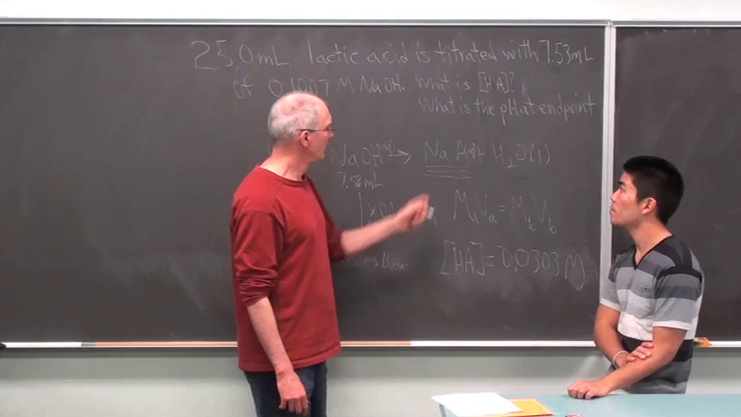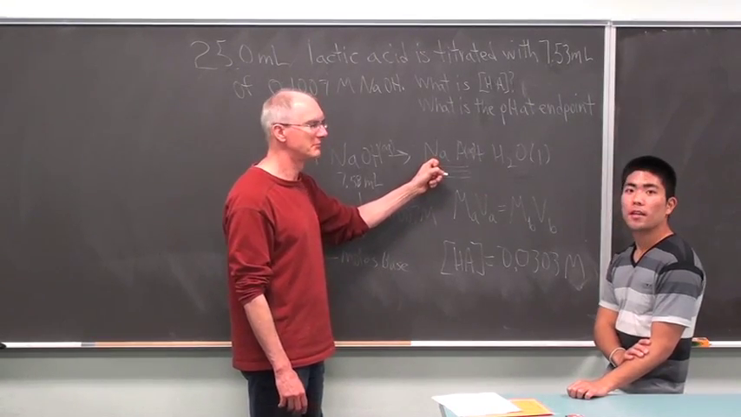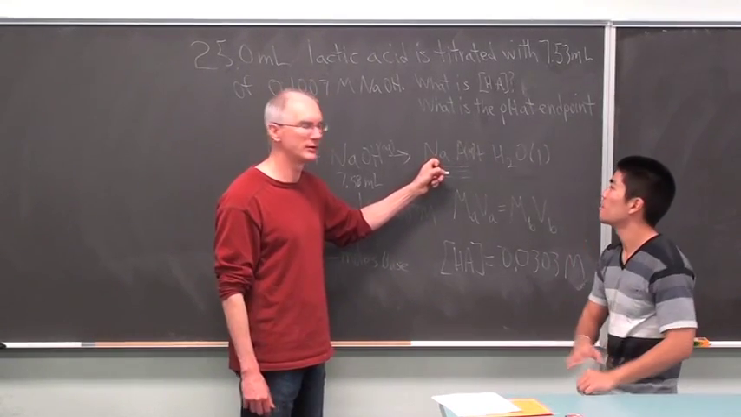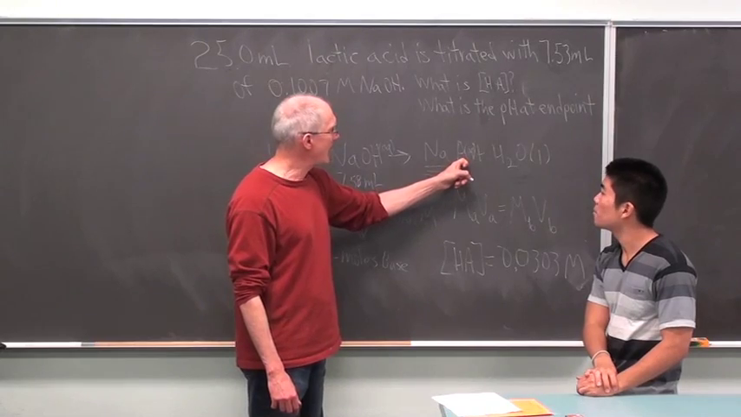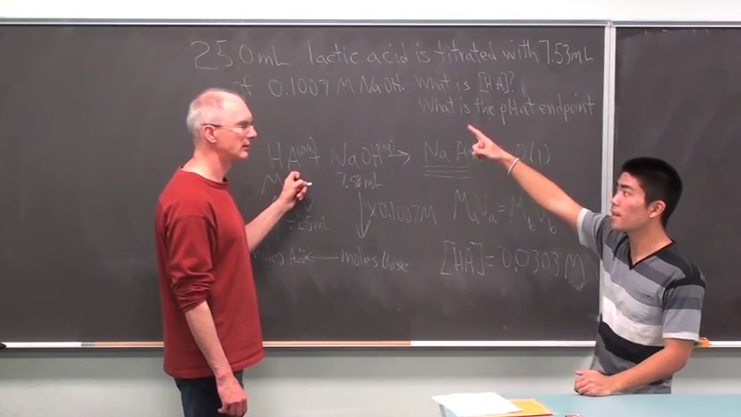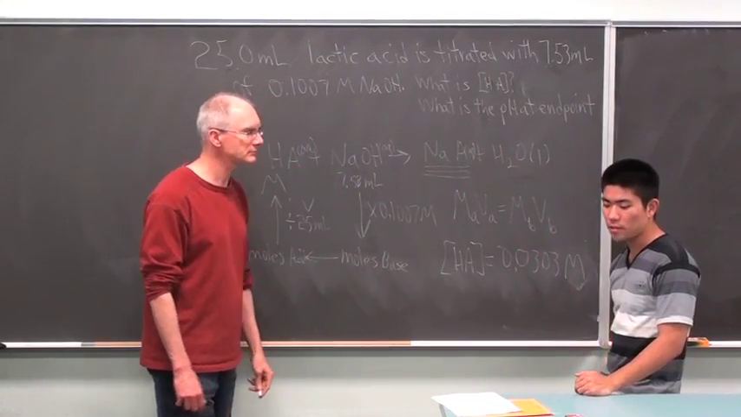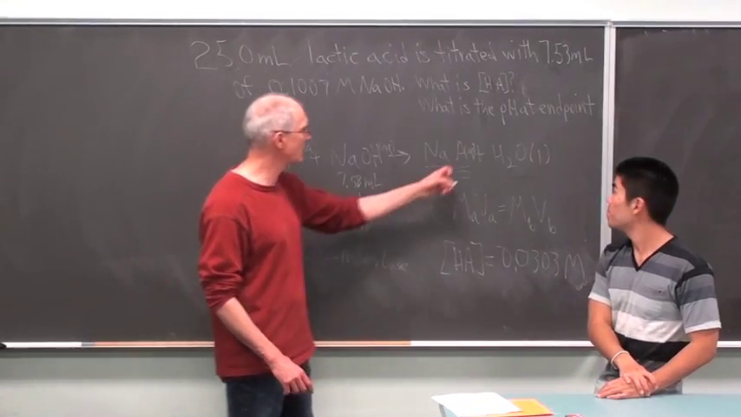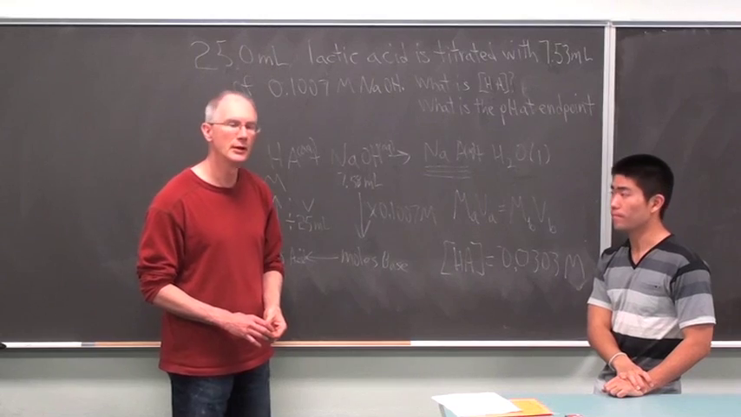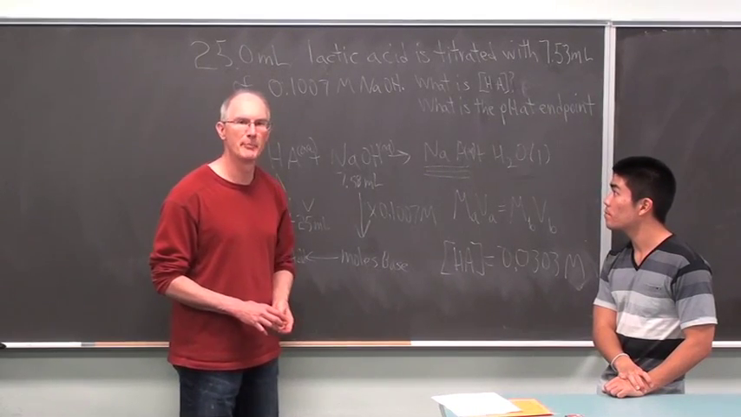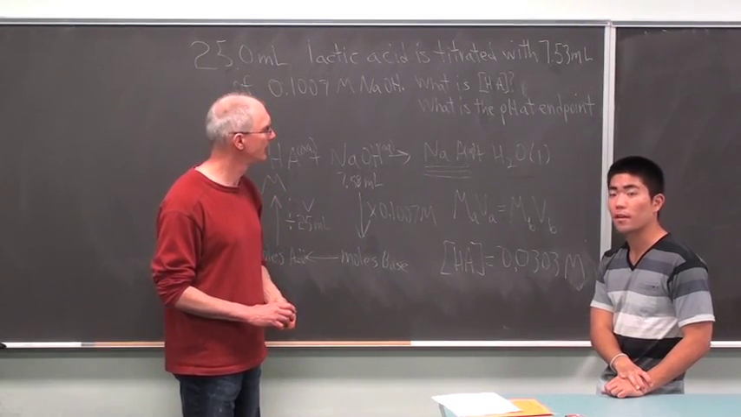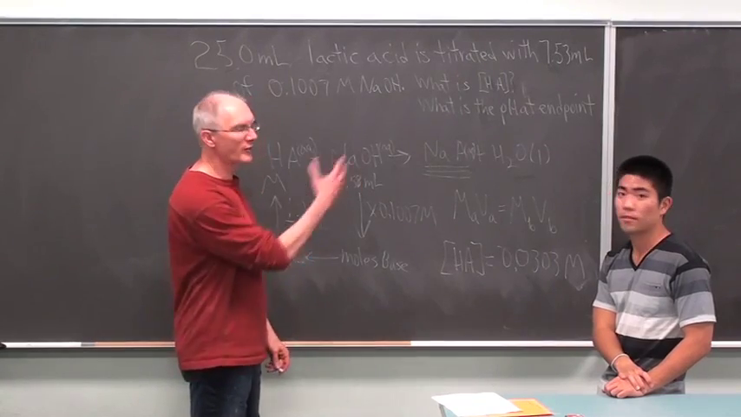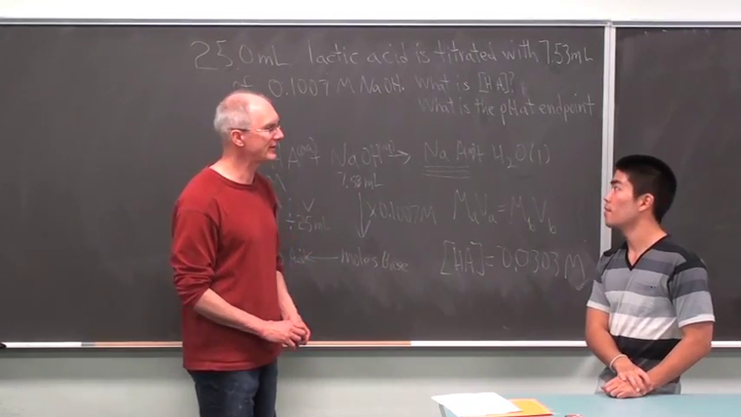What do we know about sodium? It's a spectator ion. What is A-? A was our lactic acid. Because it's a weak acid, it forms a conjugate base. It's the conjugate base of our lactic acid. And so what we have here is a base hydrolysis problem. So we're going to move over to the other board and work through this base hydrolysis problem.